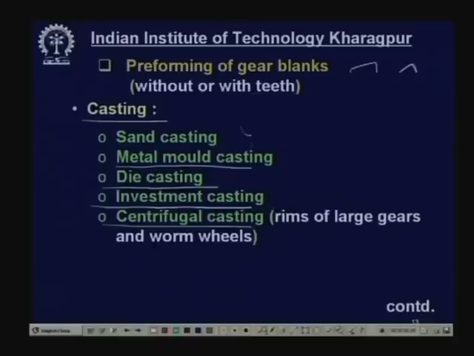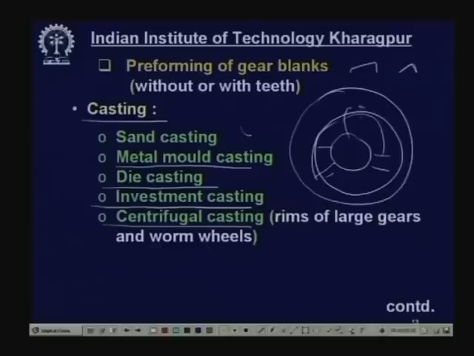Suppose you want to produce a very large gear, then what do you do? In case of large gears, first of all you produce an internal ring type surface, and then another, sorry, a pulley type, on which a ring is mounted. Now this ring can be used for rims. Centrifugal casting: this is used for large gears, and worm wheels are made by centrifugal casting.